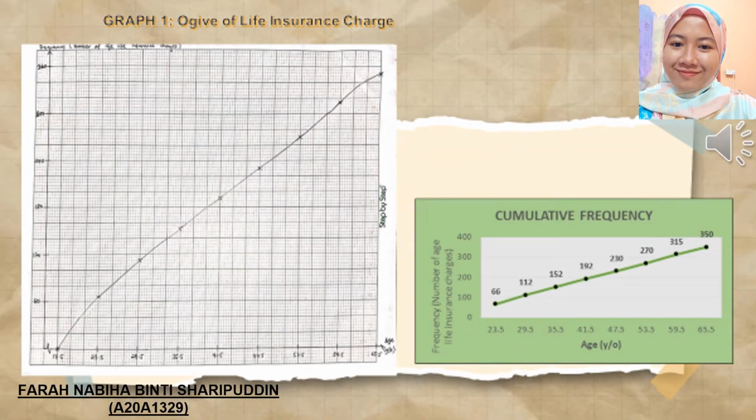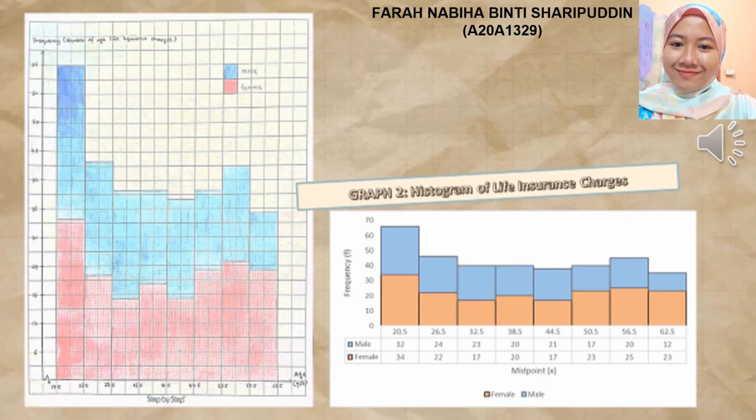Next slide is graphical representation. We use two graphs, which are ogive and histogram. This is the ogive of life insurance charge. The left side uses drawing compared to the right side using Excel. This ogive can be described as both showing an increase. Then the histogram of life insurance charge. Same as the ogive, the left side uses drawing compared to the right side using Excel.